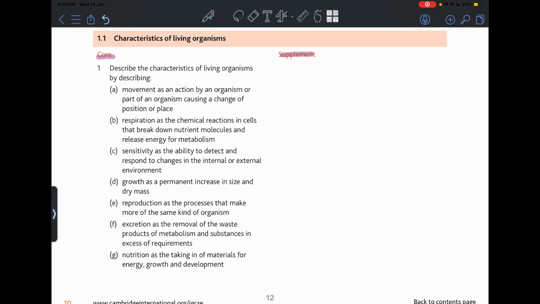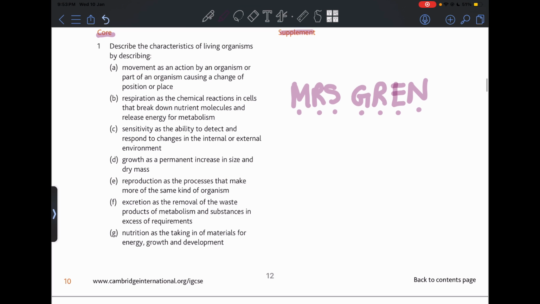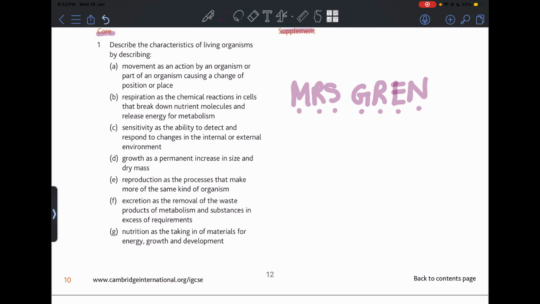This is MRS GREN. If you watched my previous videos, when I was solving questions, I told you that MRS GREN: M stands for movement, R is respiration, S is sensitivity, G is growth, R is reproduction, E is excretion, and N is nutrition. So this is just an easy way to remember the characteristics of living organisms. If anything is living, then it should have some or all of the traits that I have just explained.